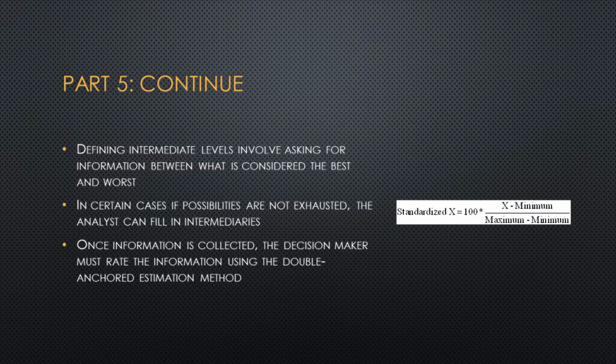What we'd want to do is use standardization. We have our regular ratings, which represent X. Then we have the minimum and maximum, minimum being 10 and maximum being 90. And that will give us our standardization. So 10 becomes 0, 90 becomes 100, and 60 minus 10 divided by 90 minus 10, which is 50 over 80, would be about a 62. Once we have these rankings, then we can move on to part 6.